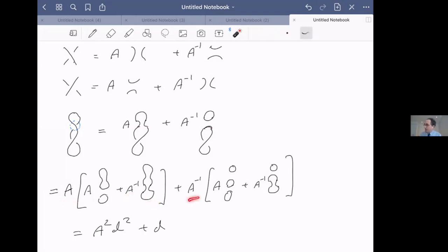The third term, a cancels a inverse. I have 3 loops, so I get d cubed. And in the fourth term, I have a to the minus 2 and 2 loops. It's a to the minus 2. 2 loops is d squared.